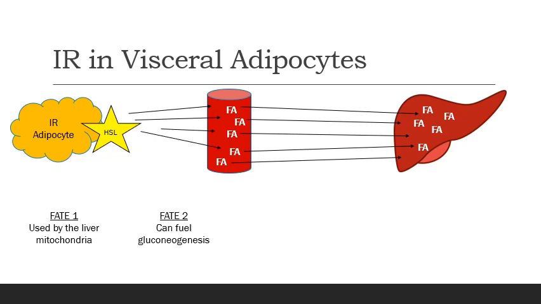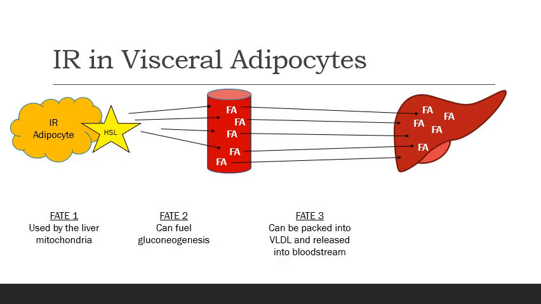Second, these fatty acids can fuel the process of gluconeogenesis in the liver. However, blood glucose would need to be low for this process to be stimulated. Obviously, this is not the case here, and likely this fate will not even happen.